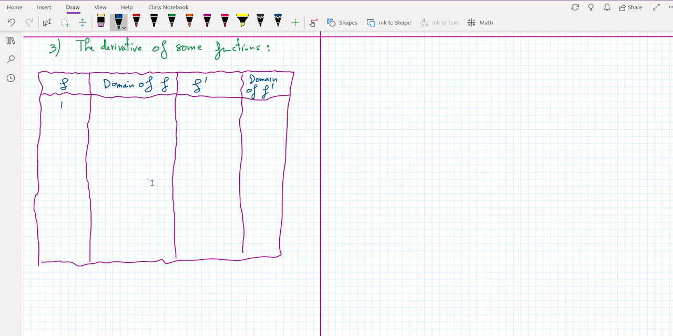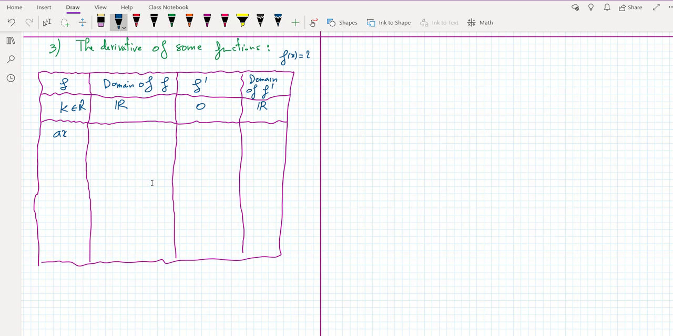The constant k belongs to R. The function is constant. For example, f(x) = 2 is a constant function. Its domain is R, its derivative is 0, and the domain of 0 is R. So if we have a constant function, its derivative should be 0.